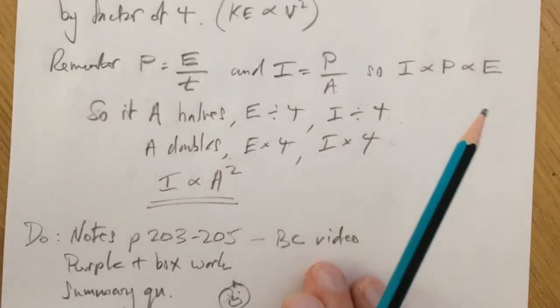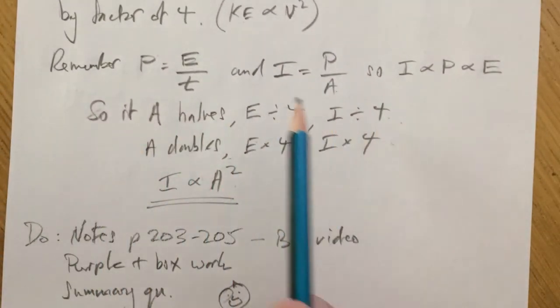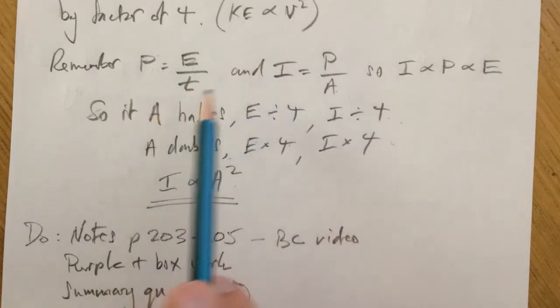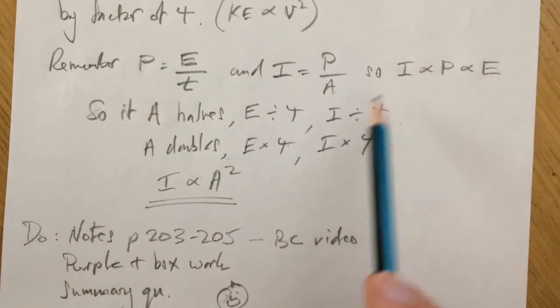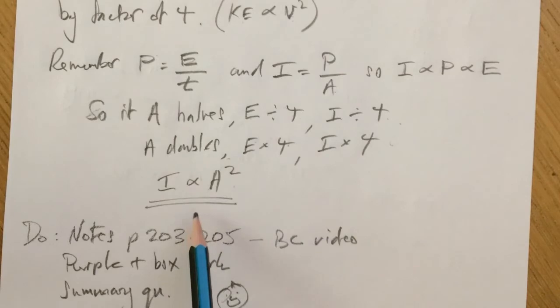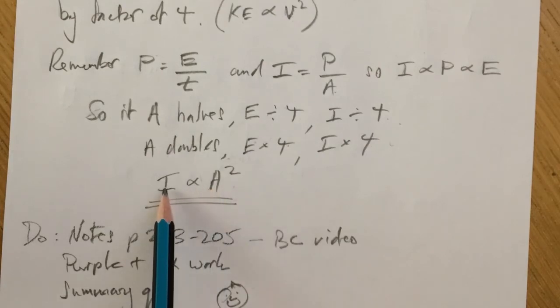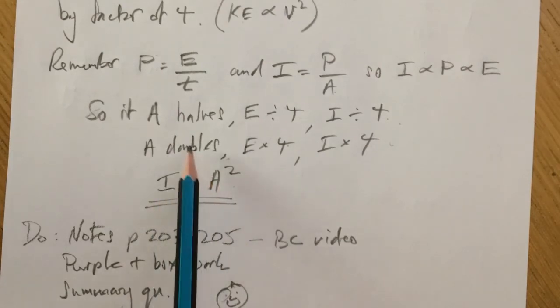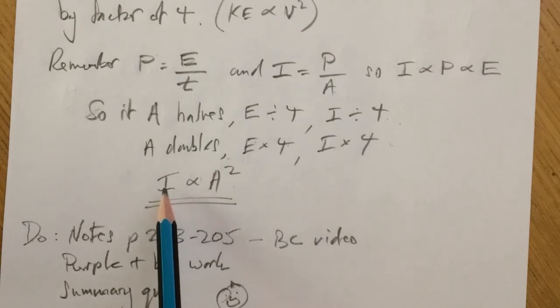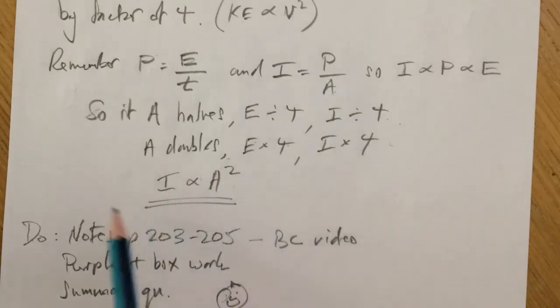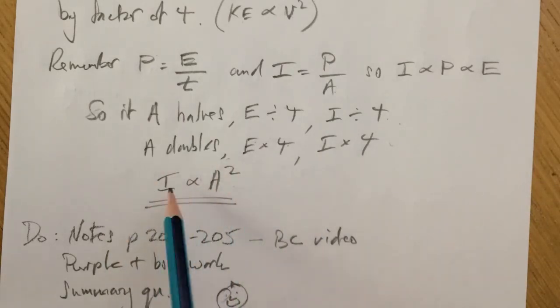So therefore, the kinetic energy drops by a factor of 4, energy is proportional to intensity, so the intensity drops by a factor of 4. So basically, if you halve the amplitude, the intensity drops by a factor of 4. If you double the amplitude, the intensity multiplies by a factor of 4. So this is a true proportionality. Good. Well, I've just rattled through pages 203 to 205.